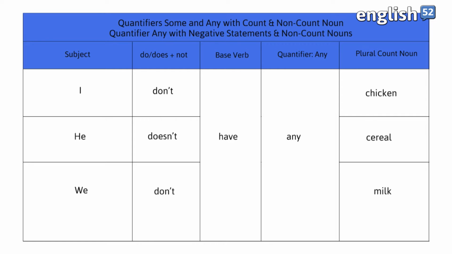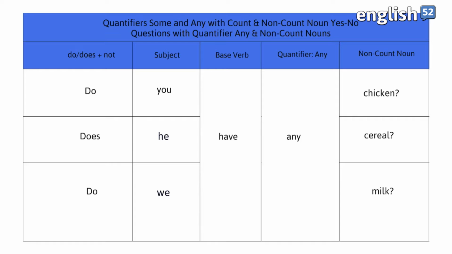We use the quantifier any when the amount or quantity of something is 0 or none. I don't have any chicken. He doesn't have any cereal. We don't have any milk. I don't have any oranges. He doesn't have any apples. We don't have any tomatoes.